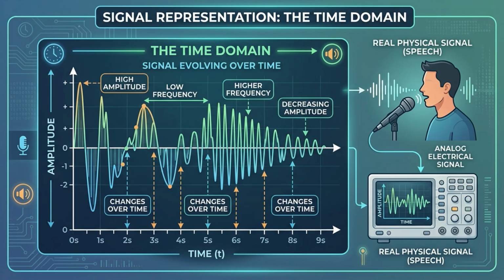The time domain represents a signal as it changes over time. In this view, the horizontal axis is time, and the vertical axis is usually amplitude. This is the most natural way to observe physical signals, because real signals exist and evolve over time.